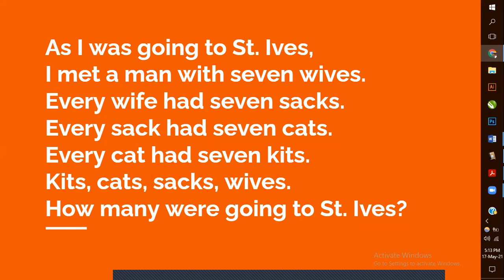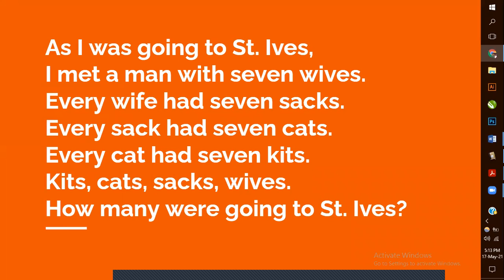So how will we solve our example there? Our question was, how many were going to St. Ives? Using encoding here, what do you think? What steps will you take to solve our problem here? Anyone would like to share?